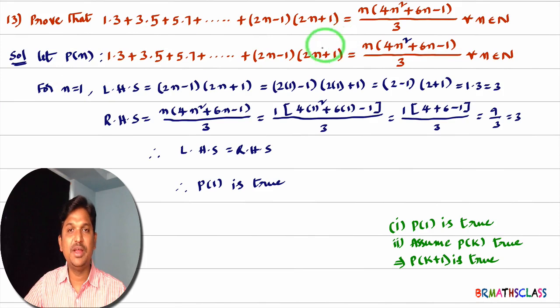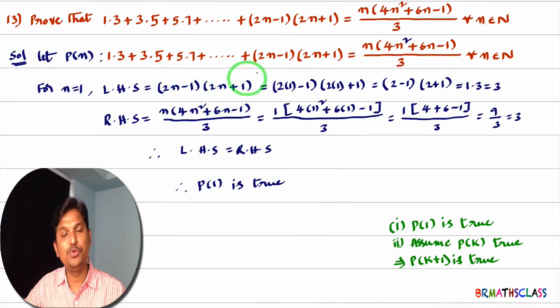In the given statement, in left hand side, you take this nth term. In this nth term, wherever n is there you put 1. Then what you will get? 2 into 1, 2, 2 minus 1, 2 minus 1 into 2 into 1, 2, 2 plus 1, 3. So here 1 into 3, that equal to 3.